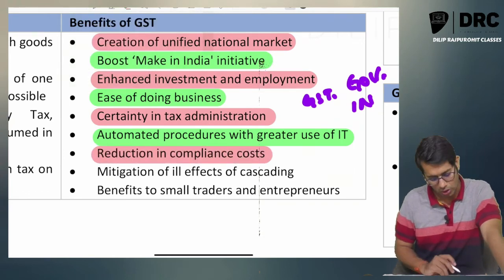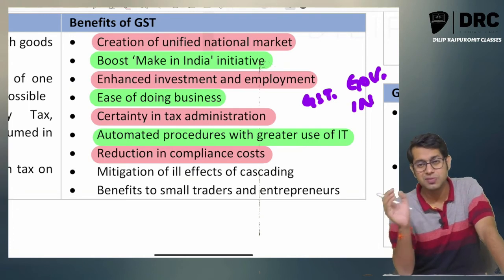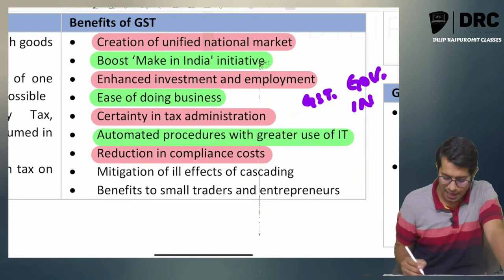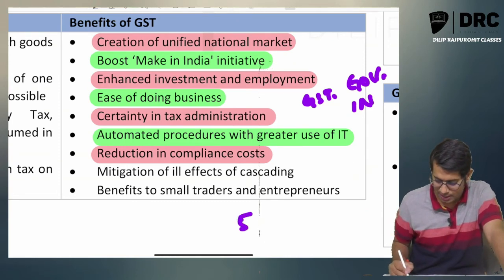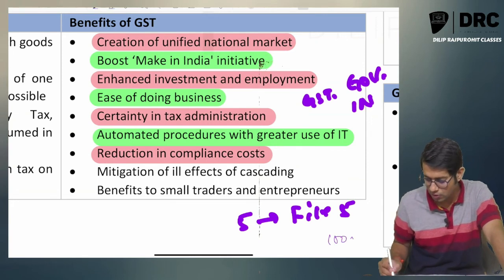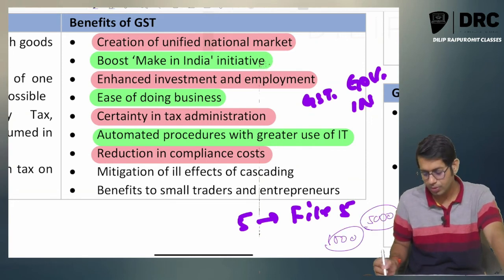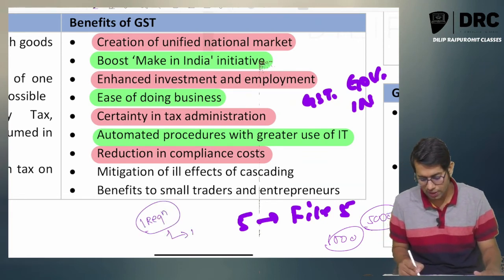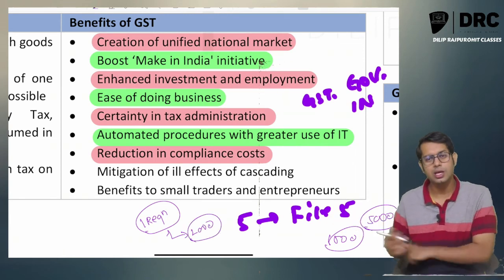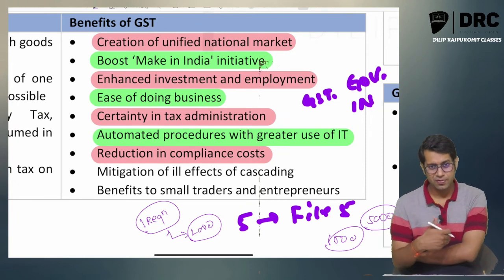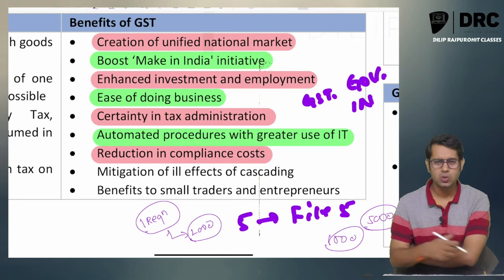Then, reduction in compliance cost. One of the biggest advantages which businessmen have got is reduction in compliance cost. Before, if a businessman had to take 5 registrations, he had to file 5 returns in a month, and for all these 5 returns he had to pay separately. Say 1000 rupees per return, he had to pay 5000 rupees as compliance cost. Now he has only one type of registration, under GST law. Assuming he pays 2000 rupees for this, he is reducing compliance cost by 3000 rupees. Because there is a single type of tax law, the compliance cost is also reduced.